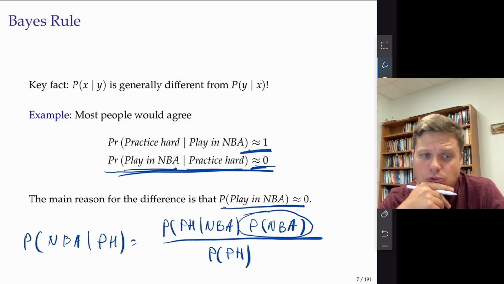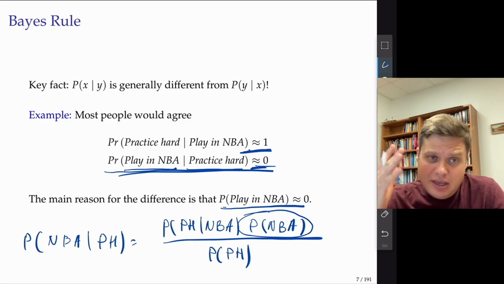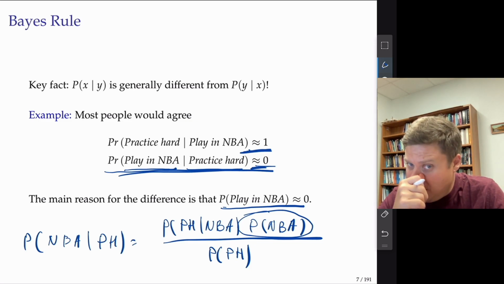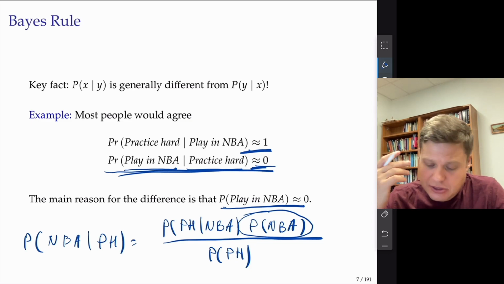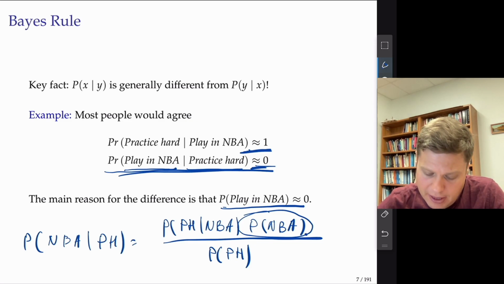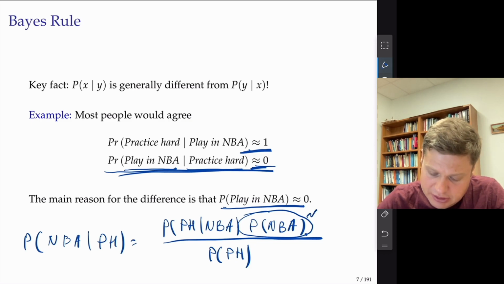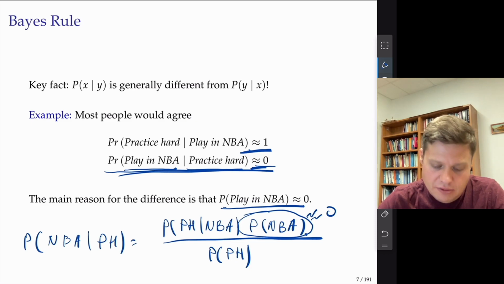You can go to Chicago or DC and spend 3 or 4 days stopping people on the street and asking if they play in the NBA, and most likely you won't hear a single yes. So to begin with, there is a very low fraction of people that play in the NBA. So the prior chance that someone plays in the NBA is low, and this number is very close to zero. And of course, we talked about this number, the probability of practicing hard given that you play in the NBA.